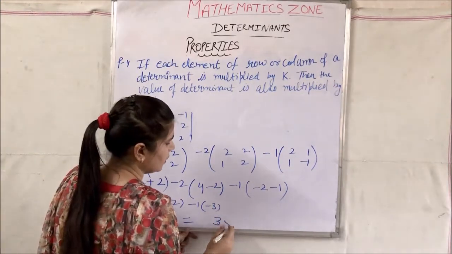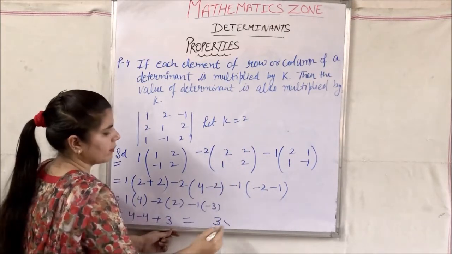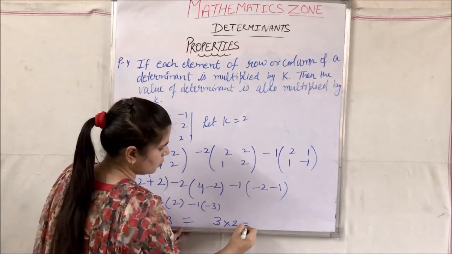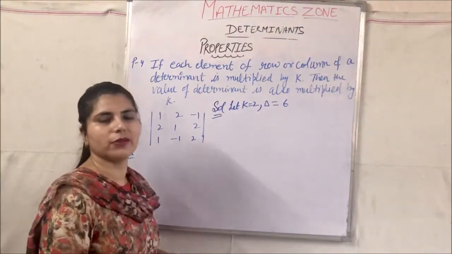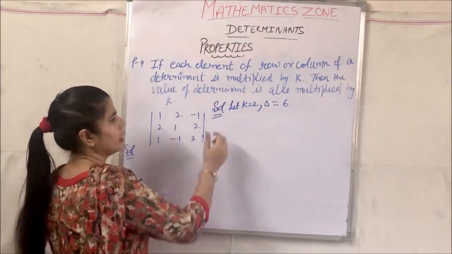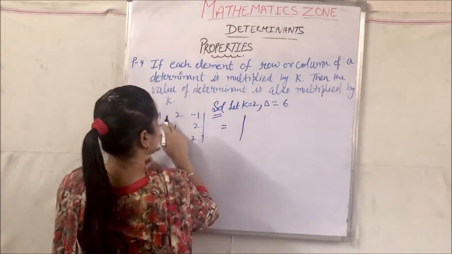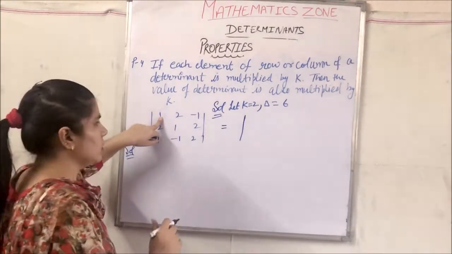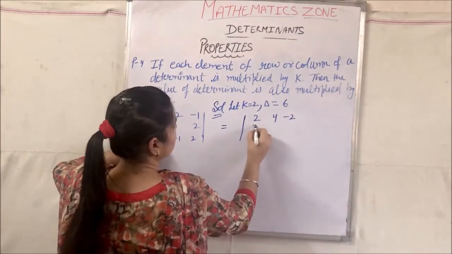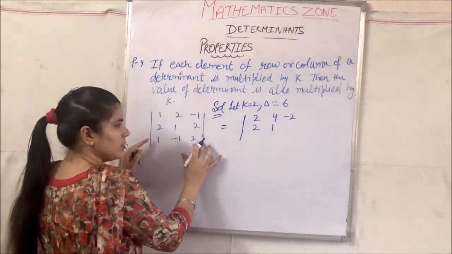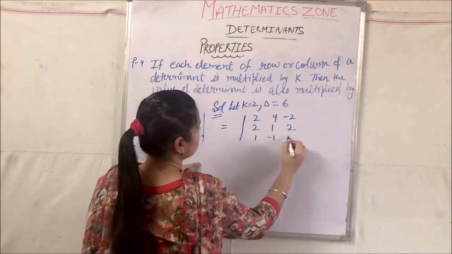So, let the number be 2. Let us consider k is 2. So, we will multiply the determinant value with the 2. So, we get 6. Now, let's multiply the elements of the first row with the constant k. As here k is 2, we will multiply all the elements of the first row with the number 2. So, 2, 4 and minus 2, 2. The rest of the elements of the row will remain same: 2, 1, 2, 1, minus 1 and 2.